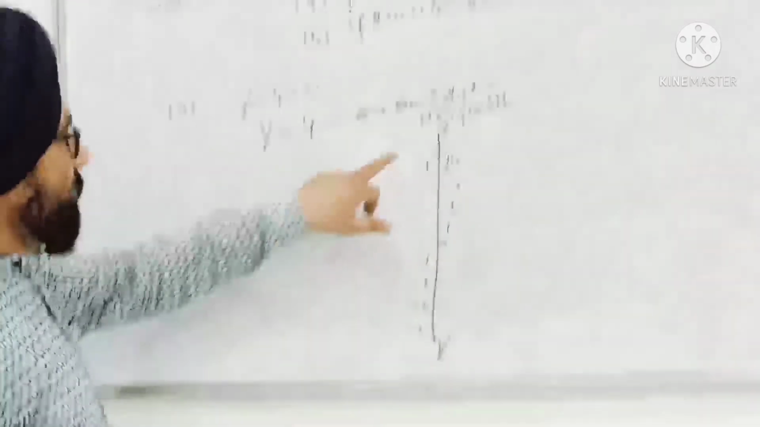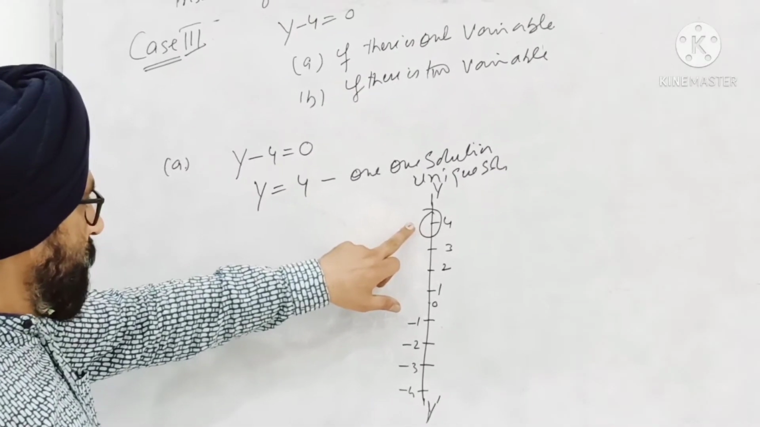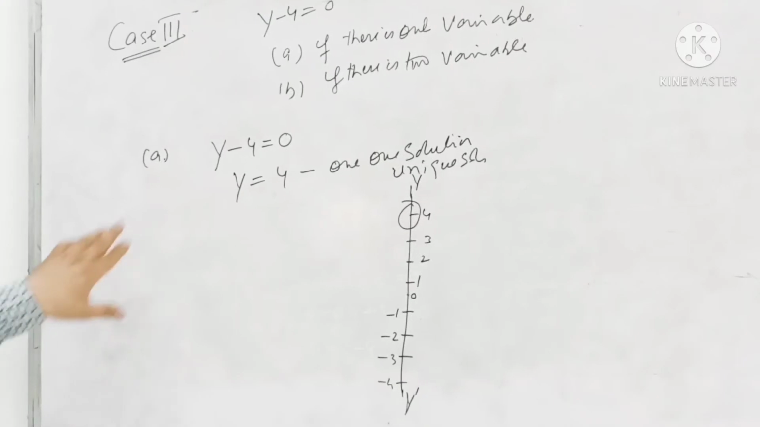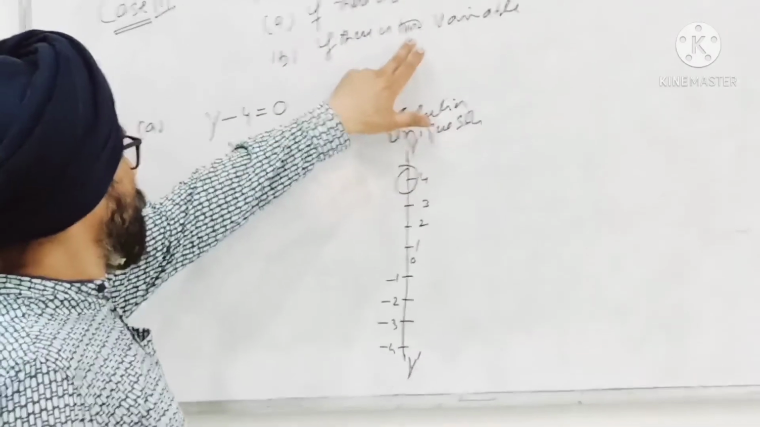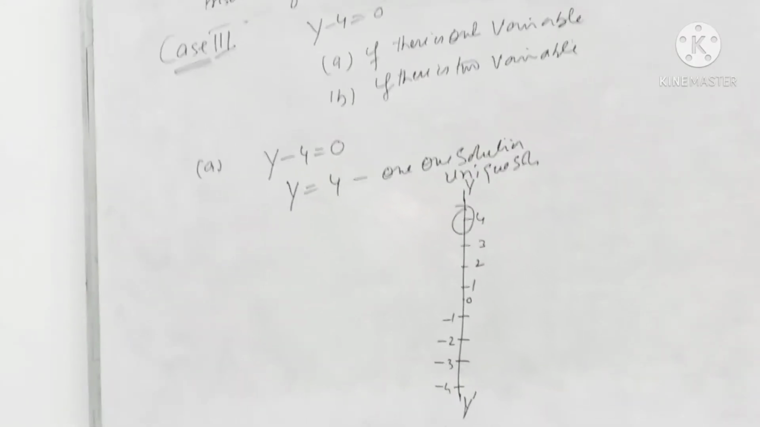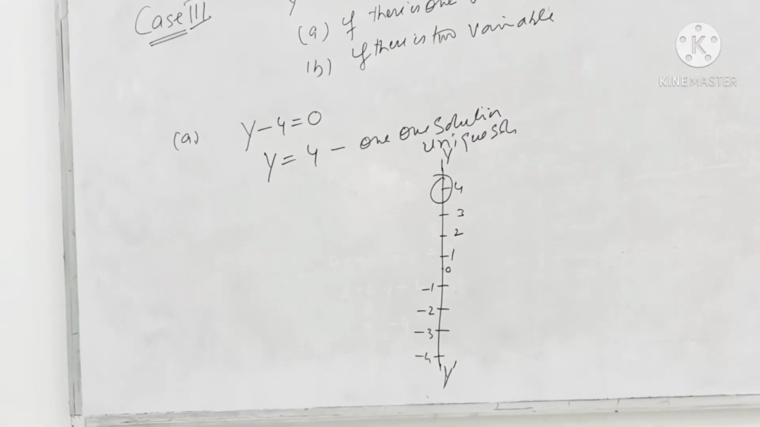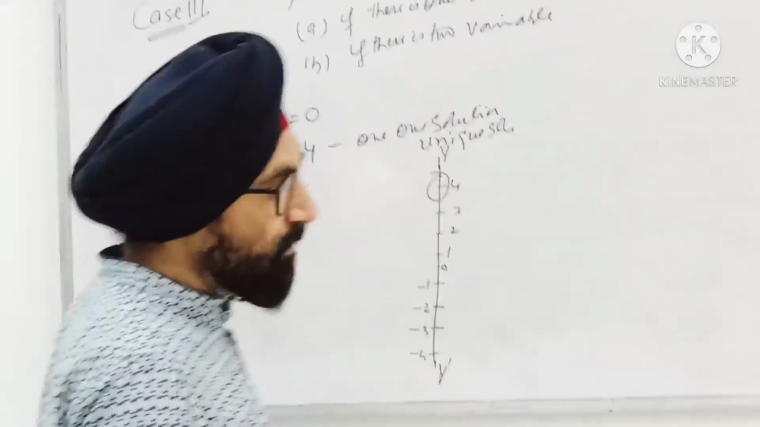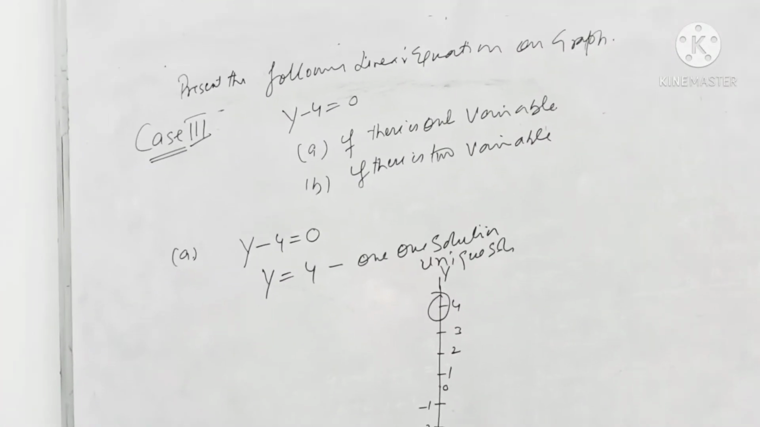Y is equal to 4. I present this on the number line. But if you treat it as an equation with two variables, only y is given, x is not given. It means the coefficient of x here is 0.